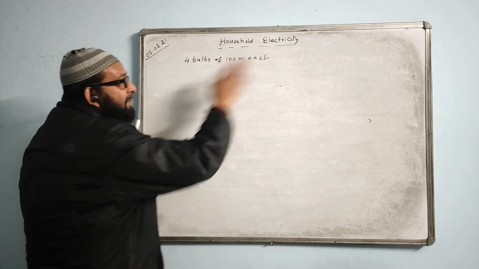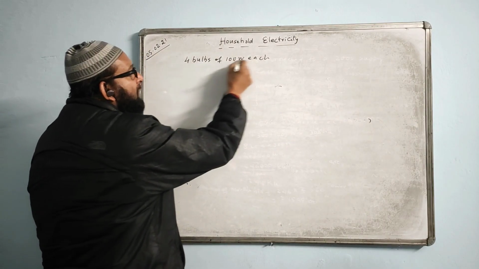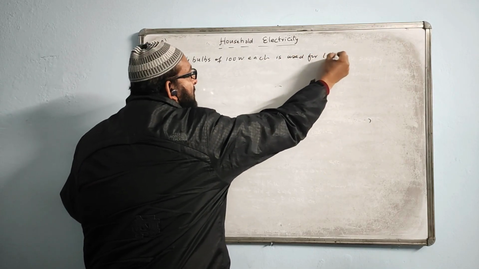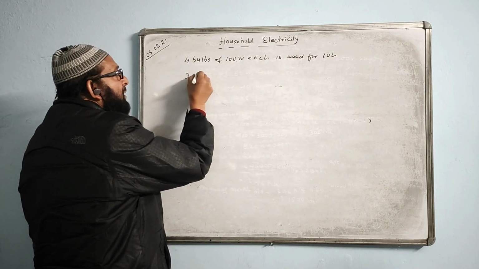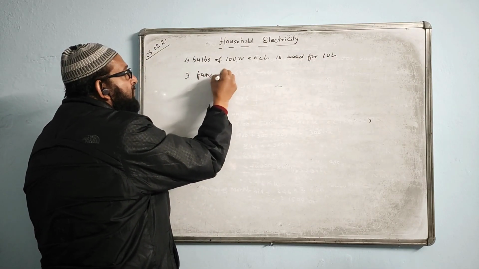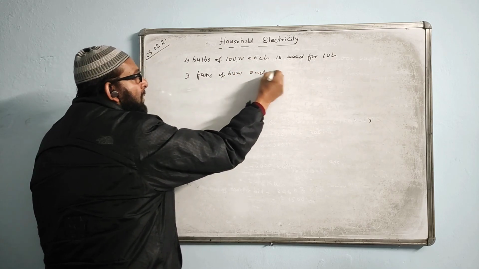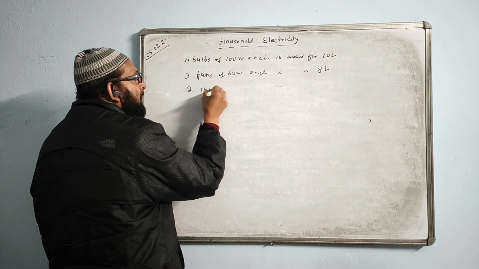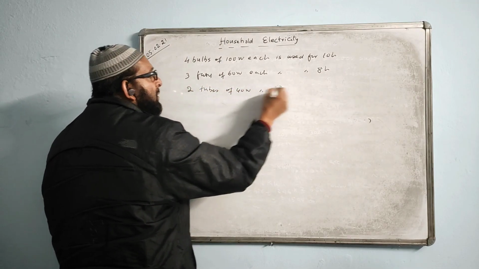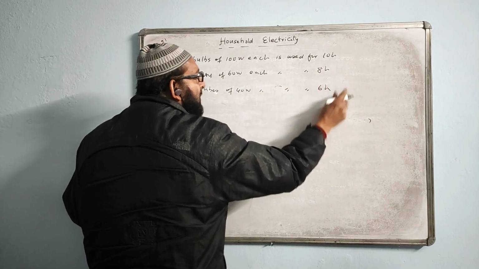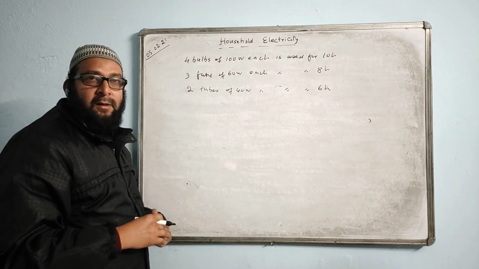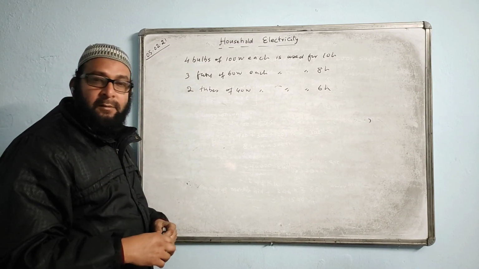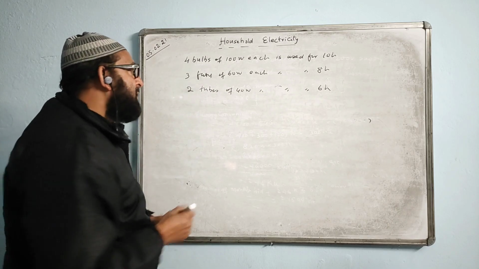Now sometimes they give different timings. They say 4 bulbs of 100 watt each are used for maybe 10 hours on average. Then there are 3 fans of 60 watt each used for 8 hours a day. Then another one given, say 2 tubes of 40 watt each are used for 6 hours a day. Timing is all different. Find the total energy consumption for a period of a week. For 1 week, that is 7 days.